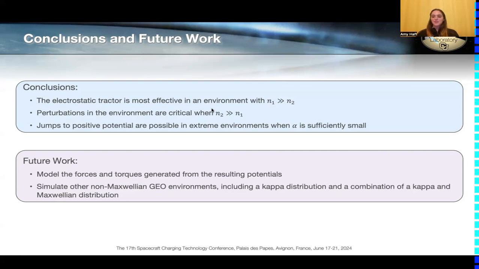Future work includes modeling the forces and torques generated from the resulting potentials and also simulating the charging in other non-Maxwellian GEO environments, including a kappa distribution, and also a combination of a kappa and a Maxwellian distribution.